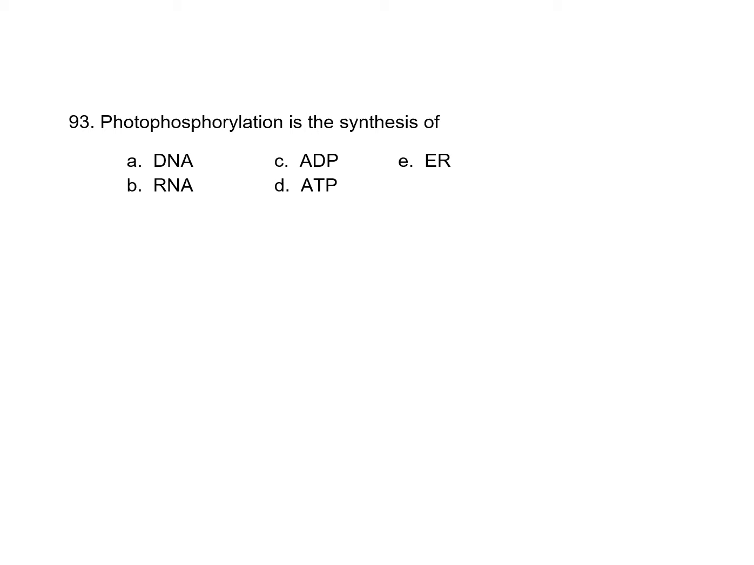Number 93. Photophosphorylation is the synthesis of A. DNA, B. RNA, C. ADP, D. ATP, or E. ER. The answer is ATP.